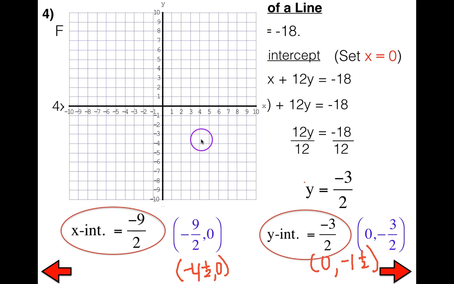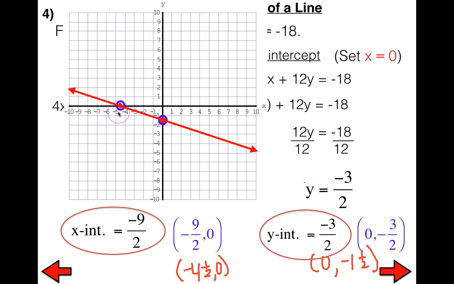Okay, so now that I have all the information I need, I'm just going to go ahead and plot the y-intercept, which is at 0 comma negative 1 1/2. That's my y-intercept, because that's touching the y-axis. And then for my x-intercept, I'm going to go ahead and put negative 4.5 comma 0, so it's going to go negative 4.5 comma 0.